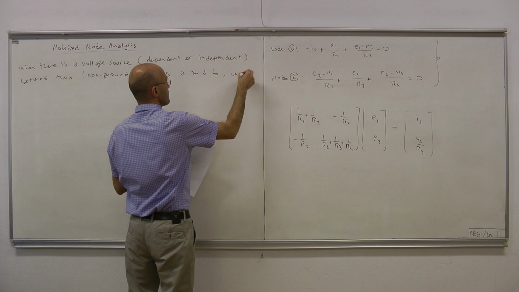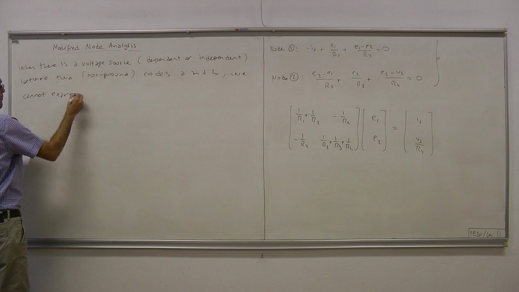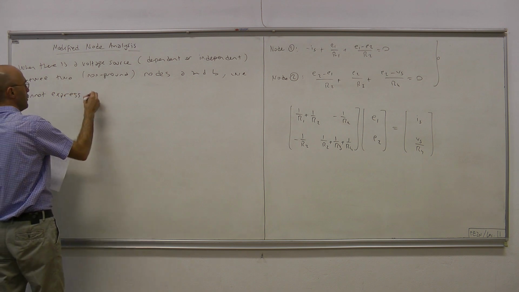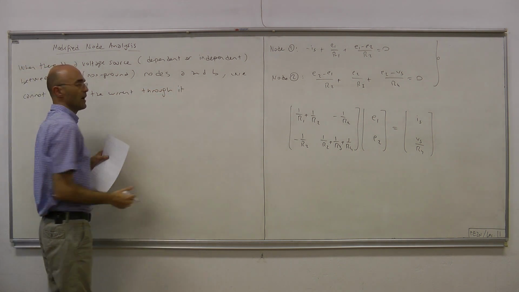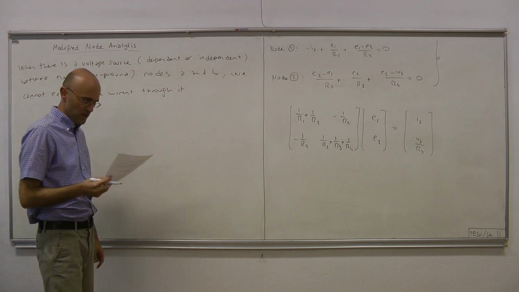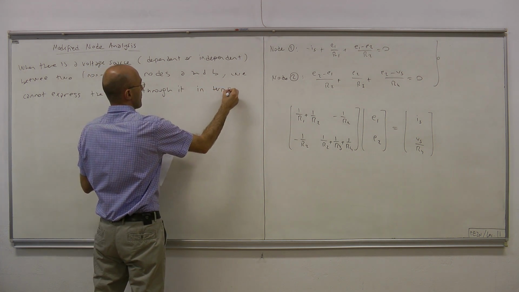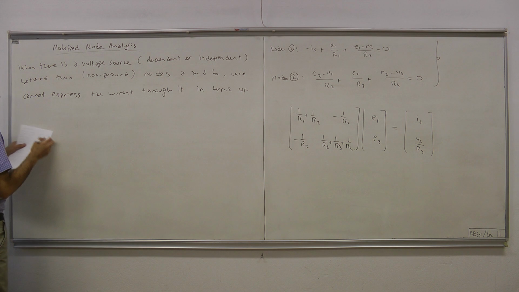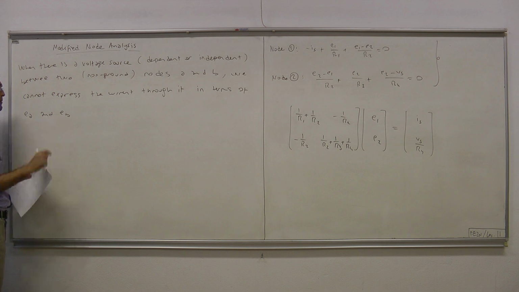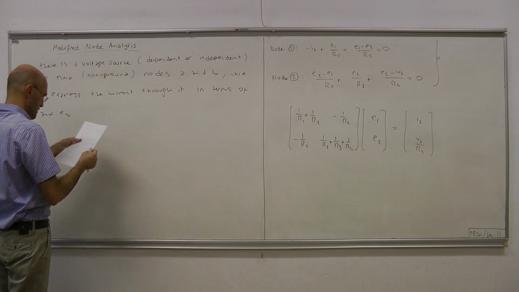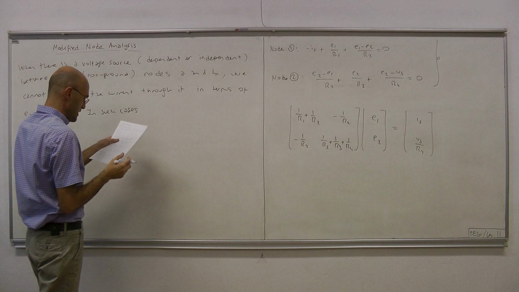We cannot express directly the current through it, but we need current because we write KCL. So what to do in terms of EA and EB? EA is the node voltage for node A and EB is the node voltage for node B. In such cases, we do either of the following.